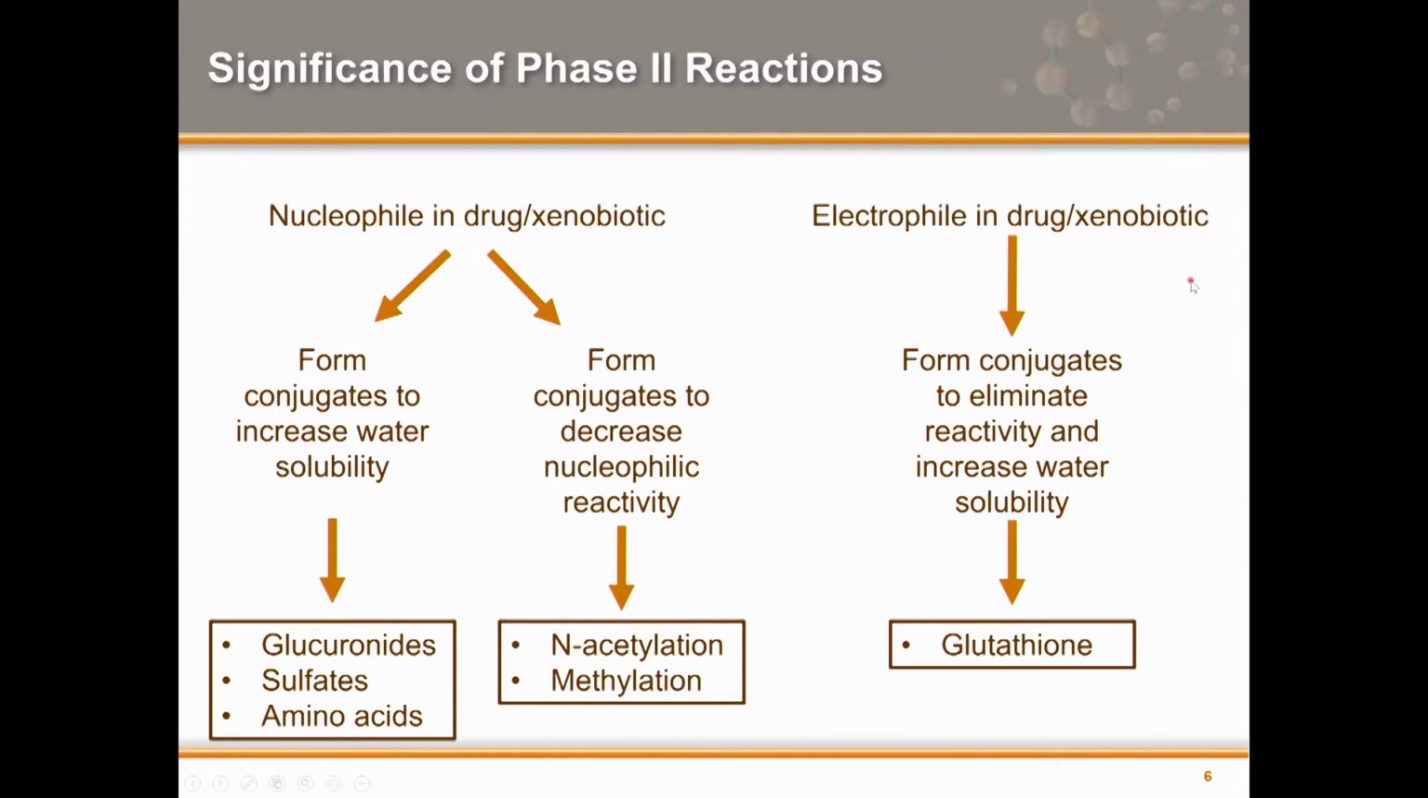In addition, conjugation can occur at electrophilic sites on drugs and xenobiotics, and these conjugates that are formed eliminate the reactivity of these electrophiles and they increase water solubility. And this is glutathione conjugation.